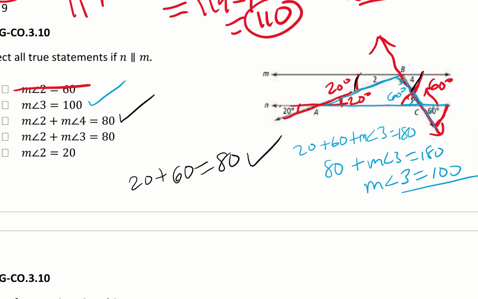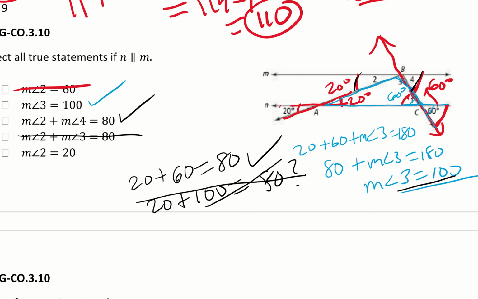Angle 2 and angle 3. Well, we know angle 3 is 100 now. So angle 2 is 20. So 20 plus 100 is equal to 80? No, that's not correct. Right? So this cannot be correct.